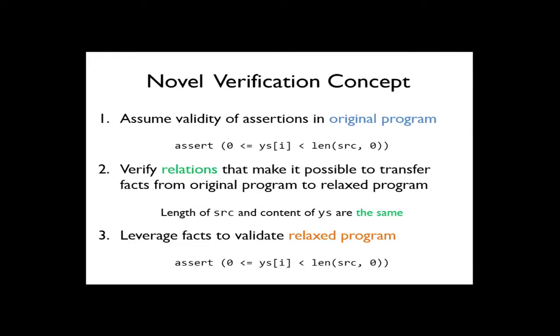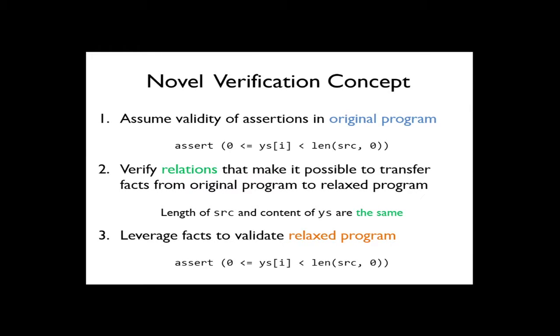And now using those relationships, we can leverage that fact to validate the relaxed program. Assuming that this assertion was true, and we haven't modified these variables in this assertion, for example, then we can demonstrate that, of course, this assertion will be true afterwards. So now, if we do this verification approach and we go about verifying this, the way that we've designed and implemented the system, you get the following theorems about what it means to verify a relaxed program.